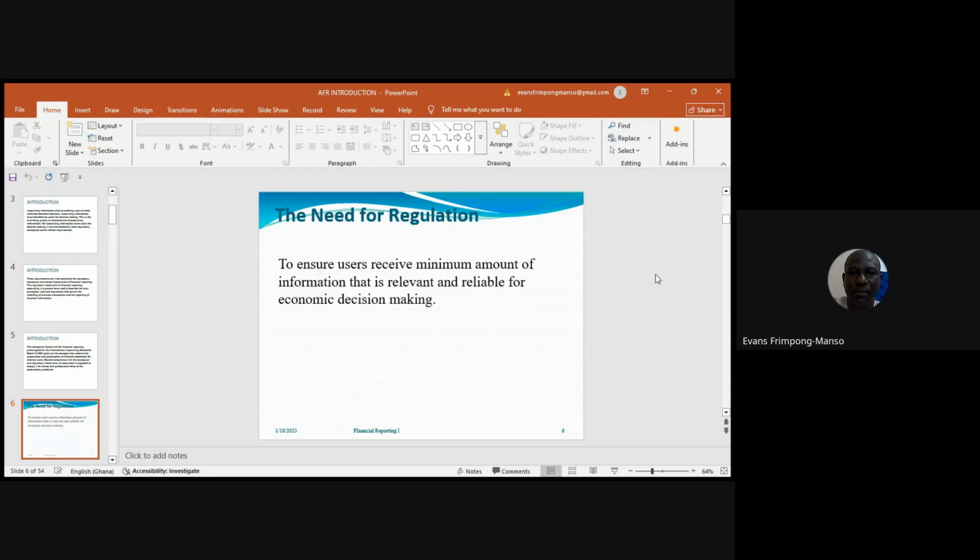If not, then the preparers of the financial statement will just provide any information at all, which may not be relevant and cannot be relied upon by the users of that financial statement. So the reason we regulate how financial statements are prepared is to ensure users receive a minimum amount of information that is relevant and reliable for economic decision making.